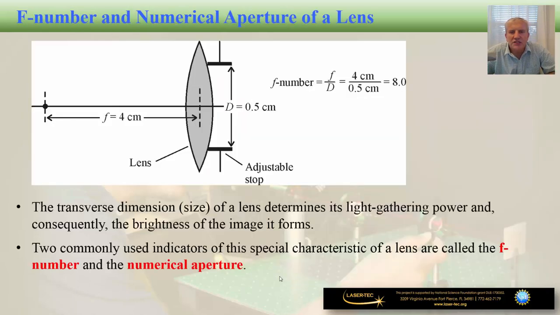We would like to define here 2 important terms that are associated with the lenses, one being an F number and another term being a numerical aperture. We have already seen that the lens represents an optical component that has a focusing ability of the light. So if the light is coming from the left and hitting this lens, anything that hits this lens over the entire size of the lens is going to be focused onto the focal point. So in other words, the transverse dimension or size of a lens is going to determine its light gathering ability and consequently the brightness of the image it forms. So let's look at the concept of the F number and numerical aperture in a little closer detail on the next slide.